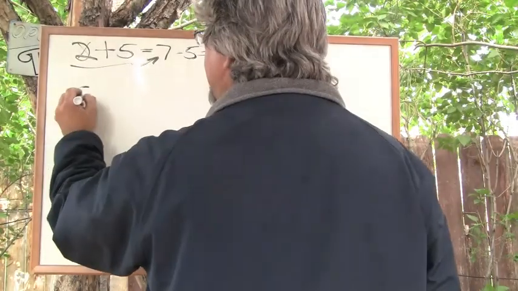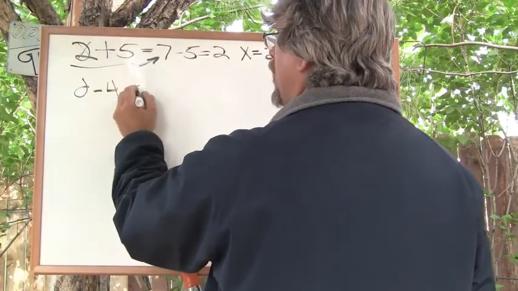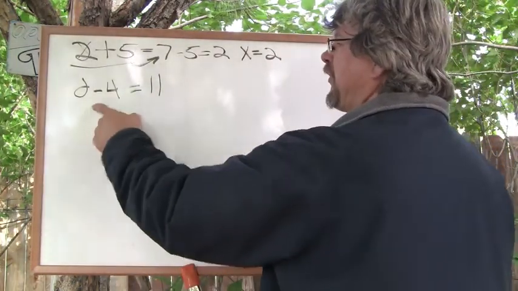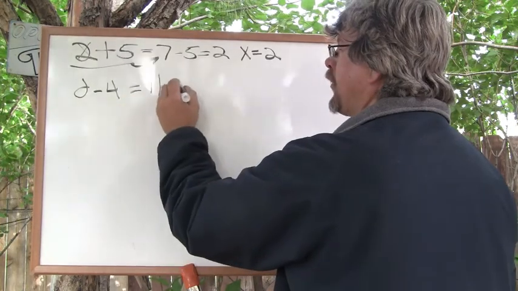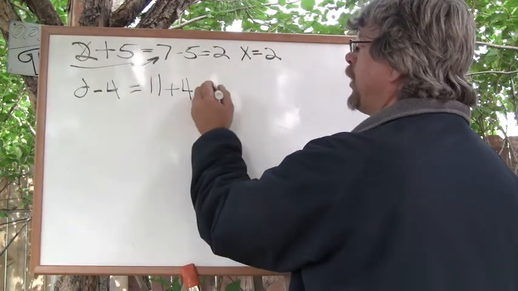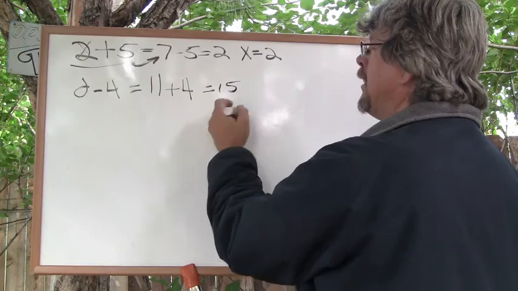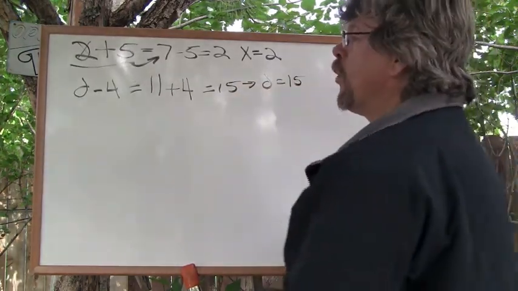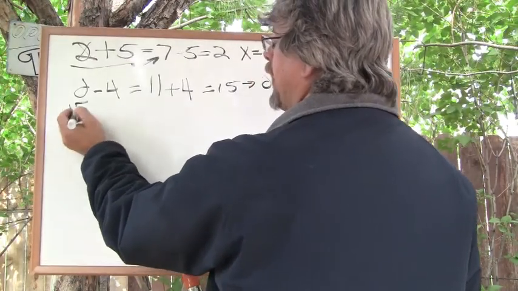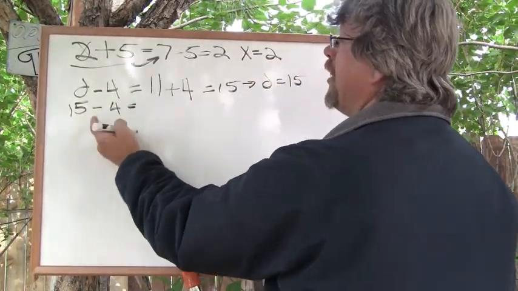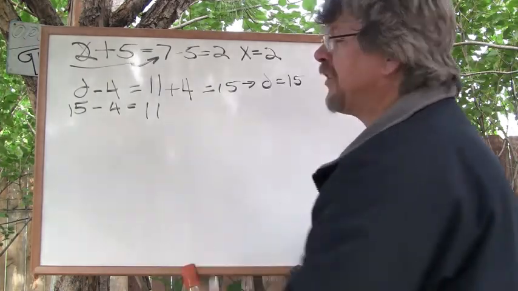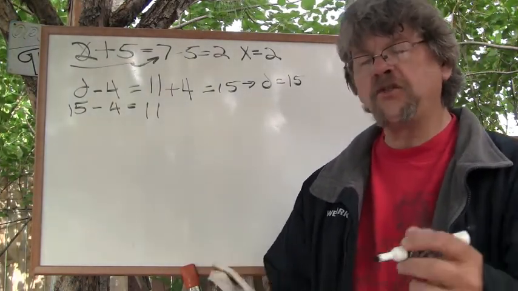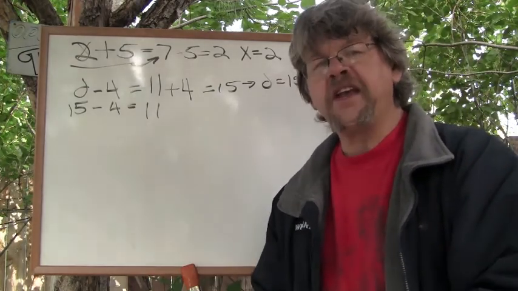If you have d minus 4 equals 11, we have to add 4 to both sides to isolate d. So when we do that, 11 plus 4 is 15, so we know d is 15. When we put 15 here, 15 minus 4 is indeed 11, so we know we got the right answer. It's that simple.